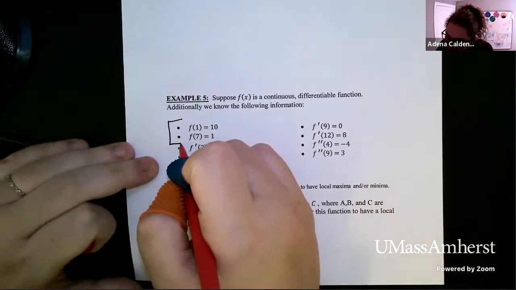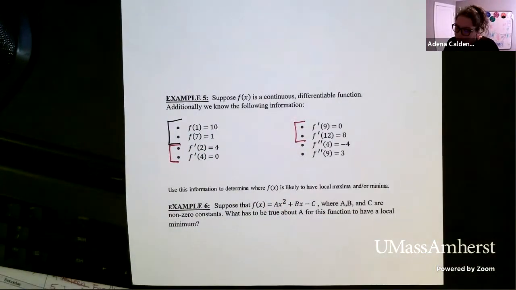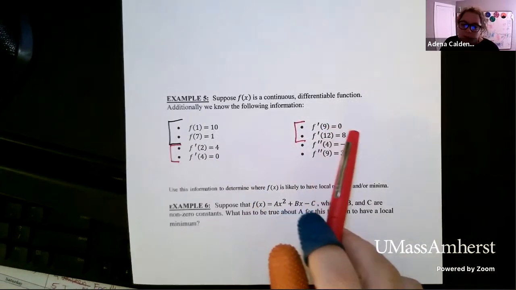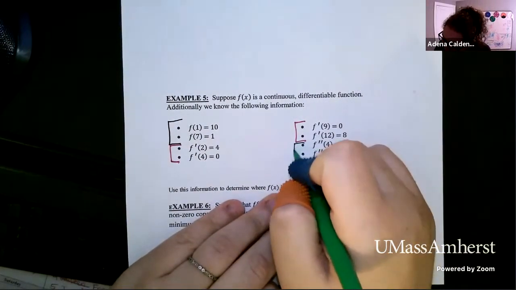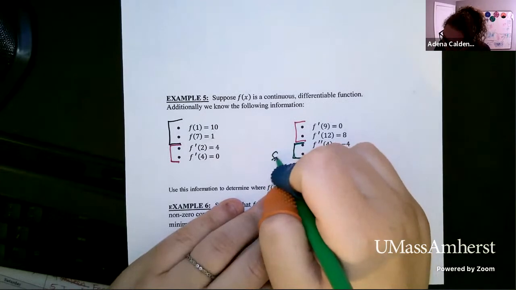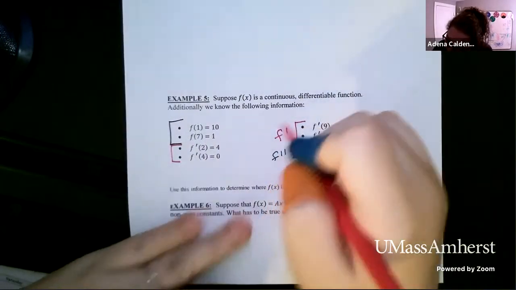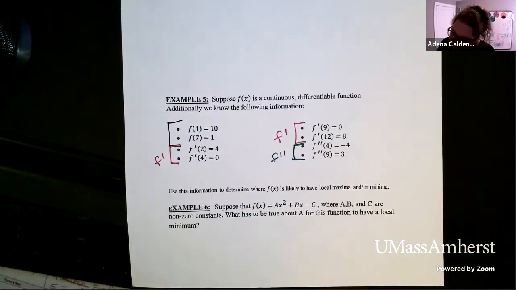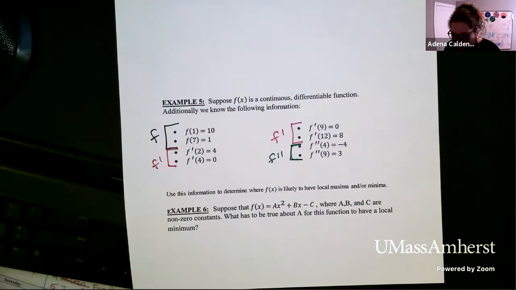Then we have some information about the derivative here and here. So the derivative at 2 is 4, the derivative at 4 is 0, the derivative at 9 is 0, and the derivative at 12 is 8. And then we finally have information about the second derivative over here. Okay, so this is the second derivative. This is the first derivative. And then we have the original function. Okay, so we have 3 different types of information.